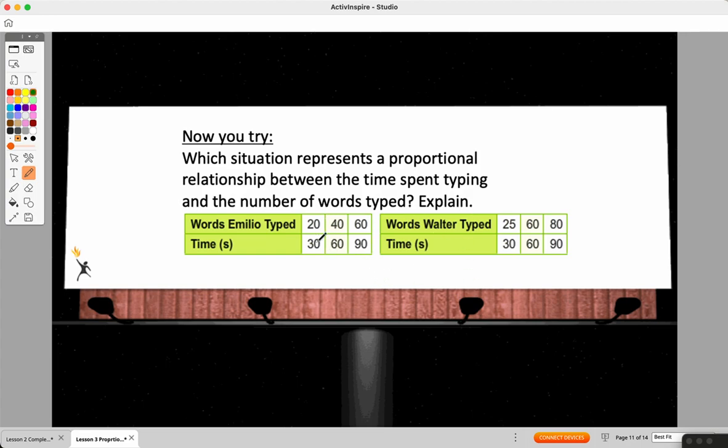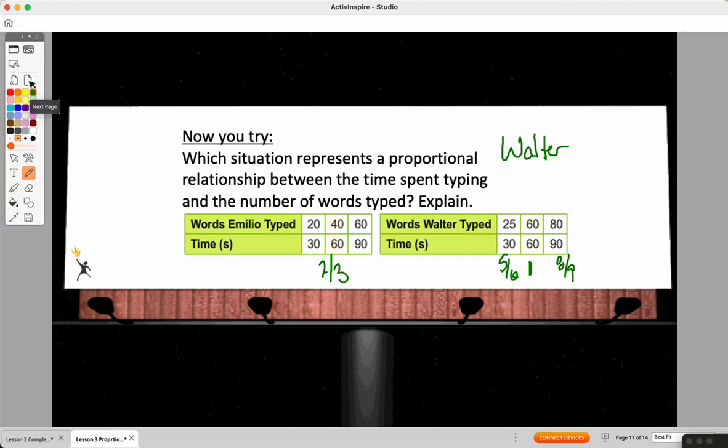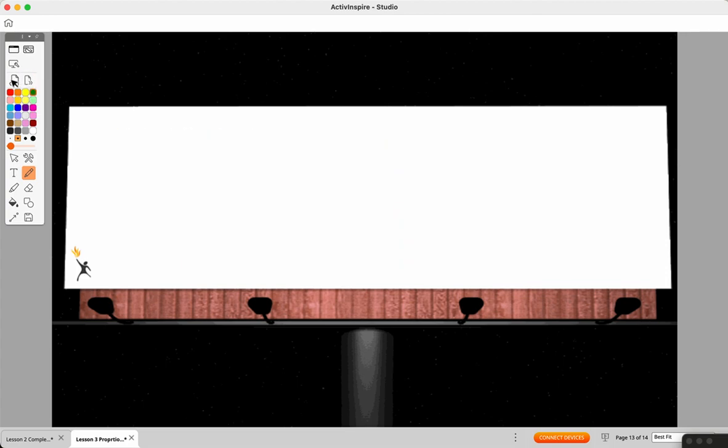All right, and again, to prove this, you're going to look at the relationship. This one is 2/3, this one's 5/6, this one's 1, this one happens to be 8/9. All different. So Walter has the proportional relationship because he had a constant rate all the time for his typing, and if he spent no time typing, he probably didn't type any words. All right, and that kind of gives us our rundown of what we're looking at.